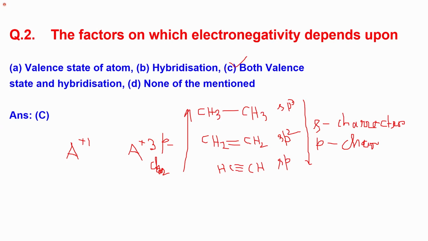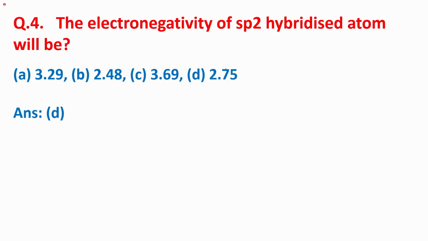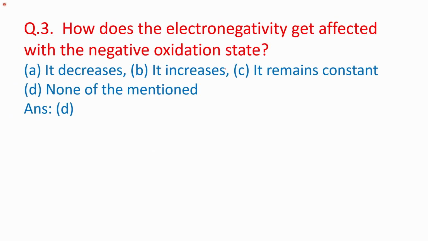Question number three is saying: how does the electronegativity get affected with the negative oxidation state? It decreases, it increases, it remains constant, or none of the mentioned.